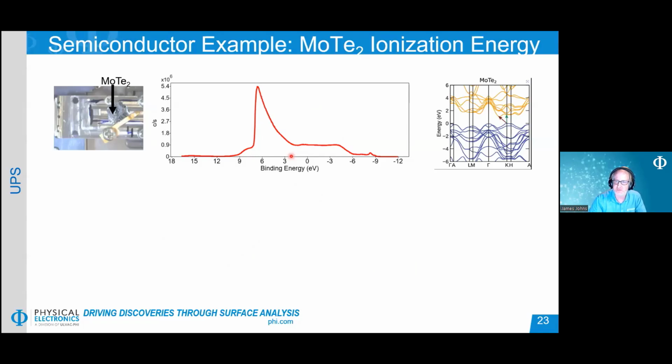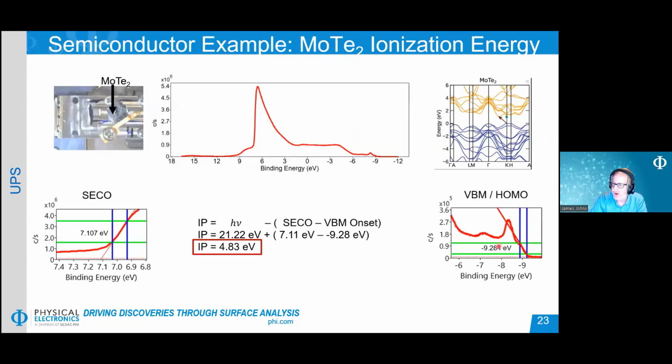All right, so real quick, we just want to do a semiconductor example so you can see the ionization potential. This is molybdenum ditelluride, an indirect bandgap, low bandgap semiconductor. I'm going to do the exact same thing that you would do for the metal, except now, instead of looking at our Fermi level crossing at zero binding energy, we're looking at a valence band maximum or HOMO, and we look for the onset of that, which occurs at some value less than the Fermi level.